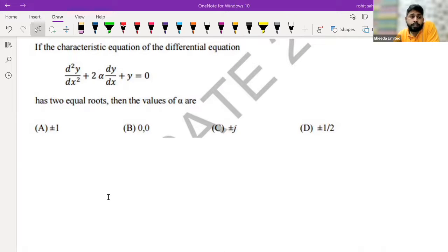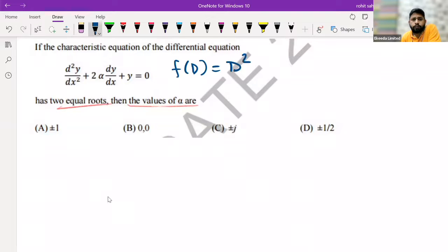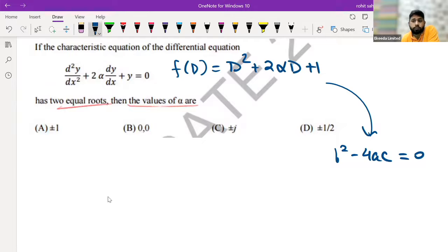So this part of question says that the given characteristic equation or the differential equation has two equal roots, then the value of alpha. So basically यहाँ coefficient में जो 2 alpha दे रखा है. So that means f of d जो यहाँ पे होने वाला है वो d square plus 2 alpha d plus 1 होने वाला है, right? And you want repeated roots. तो अगर आप इसे एक quadratic function की तरह देख रहे हैं और आपको रिपीटेड रूट्स चाहिए तो आपको पता होना चाहिए b स्क्वायर माइनस 4ac शुड बी इक्वल टू 0. ये कंडीशन होता है रिपीटेड रियल रूट्स के लिए.